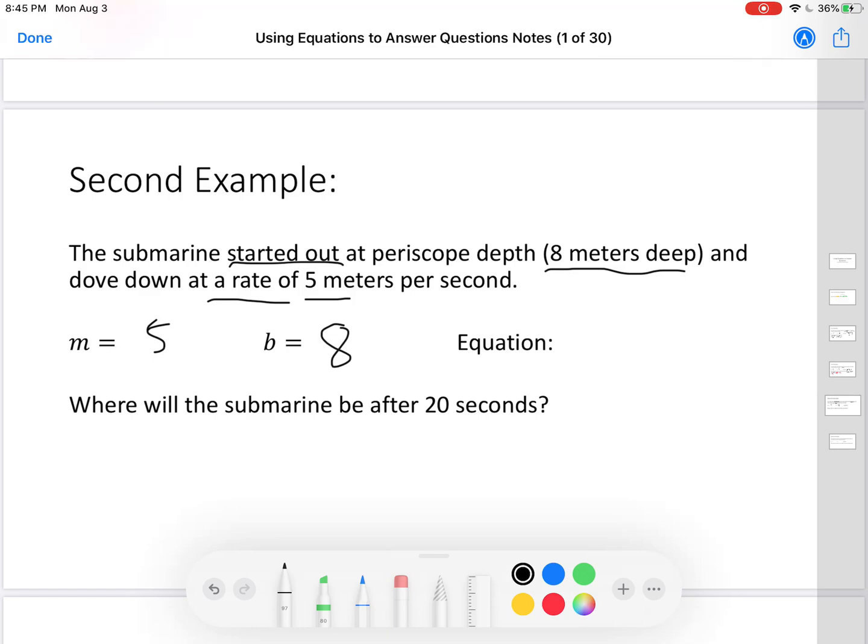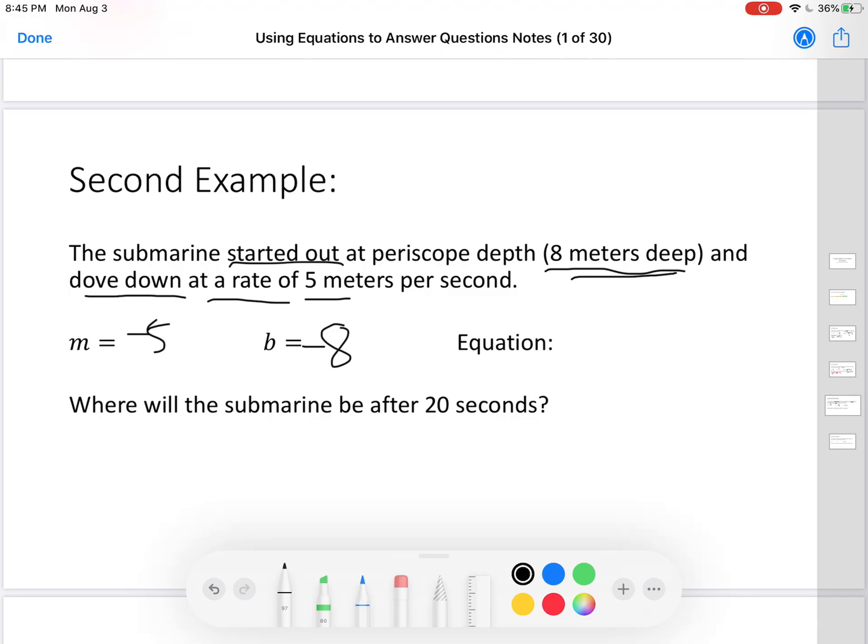Let's take a moment and see if either of these should be negative. Well, it's 8 meters deep. It's not 8 meters above, and deep is below, so below is negative 8. B is not 8, B is negative 8. Dove down at a rate of 5 meters per second. If it's going down, that's towards negative, so that's negative also. So M is negative 5, B is negative 8.